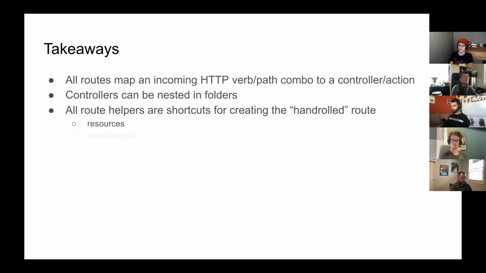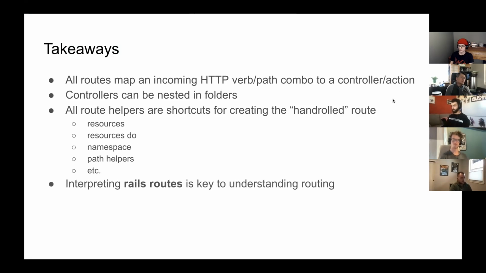So there's the resources syntax, a resources block, the namespace, which can also be a block, path helpers, and a few other things that we didn't cover explicitly today. But these are the ones that I would say are most important to be familiar with at this stage in the mod. And if you walk away from today's class and there are a lot of advanced routing concepts that you don't understand, that's fine. But being able to interpret Rails routes is key to understanding the routing decisions that other people made in the project or that you are making as you build out a new feature. So I believe that is it.